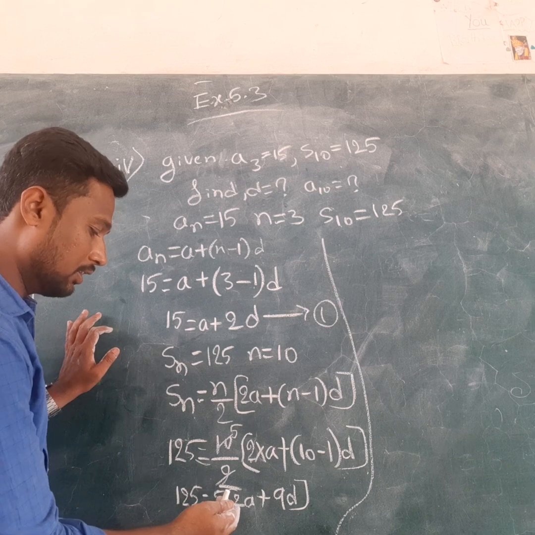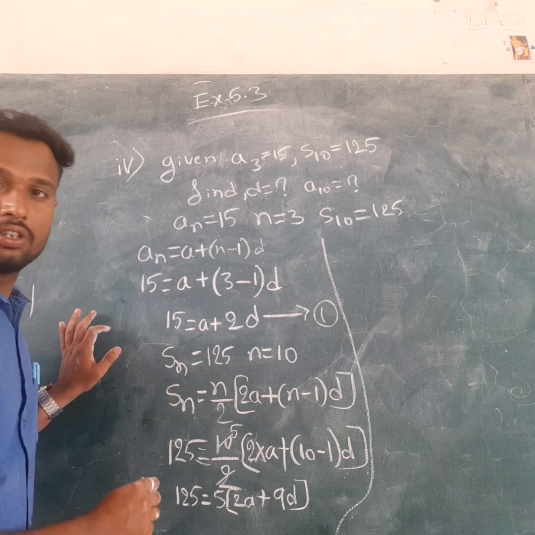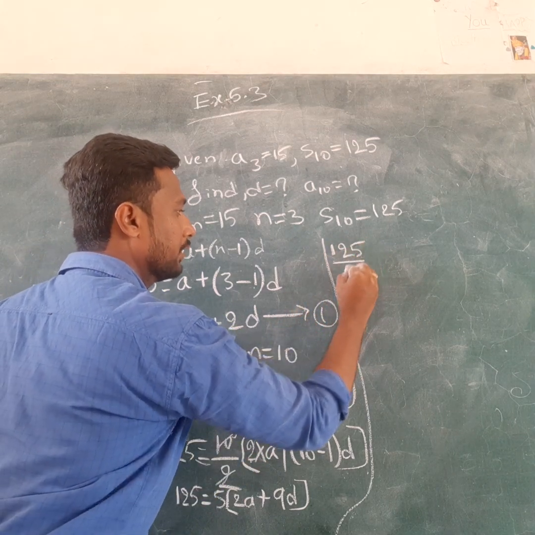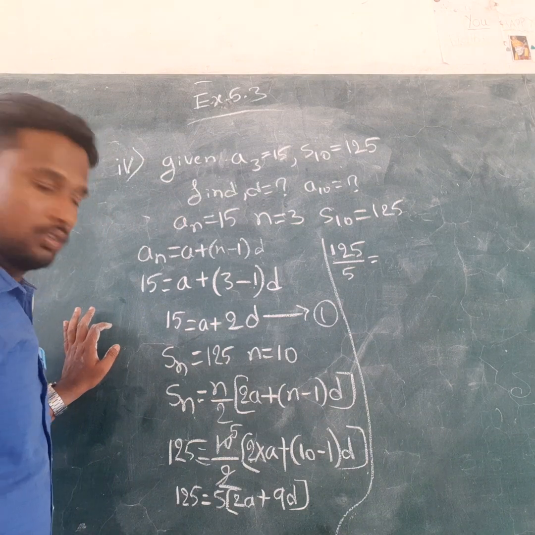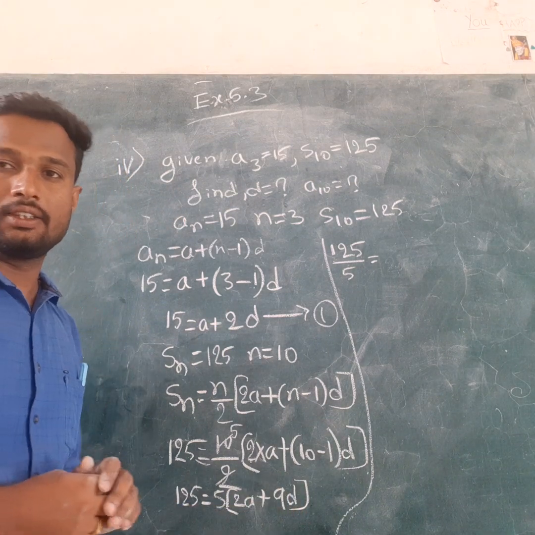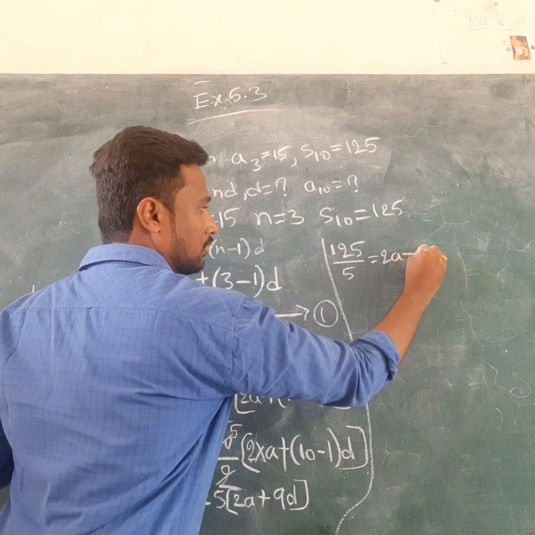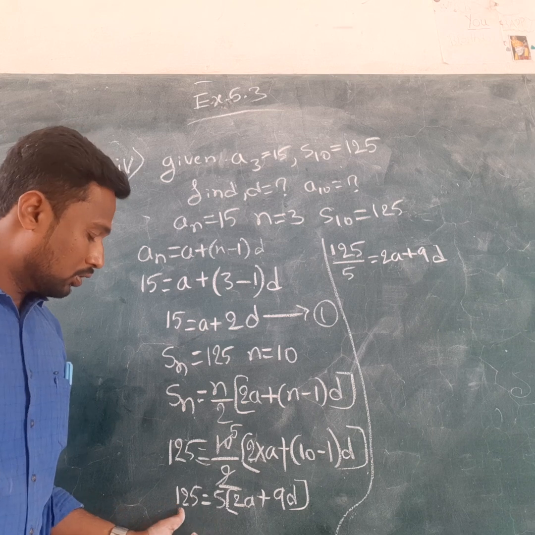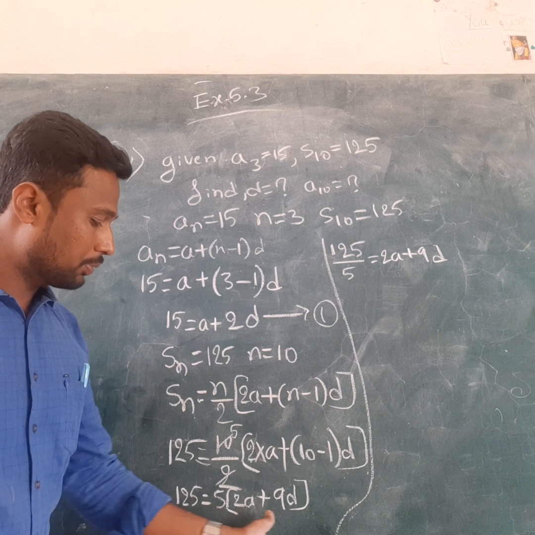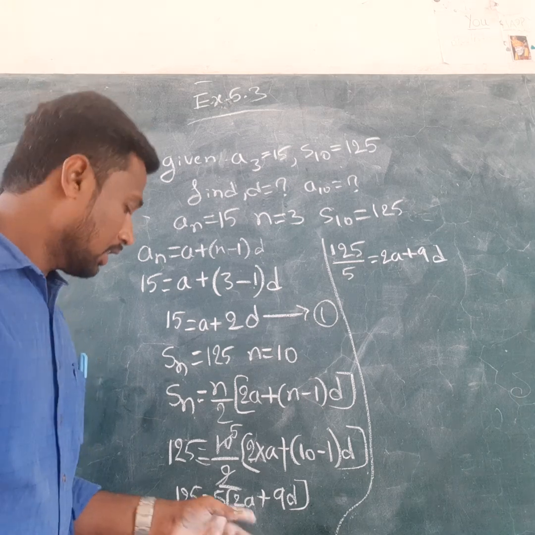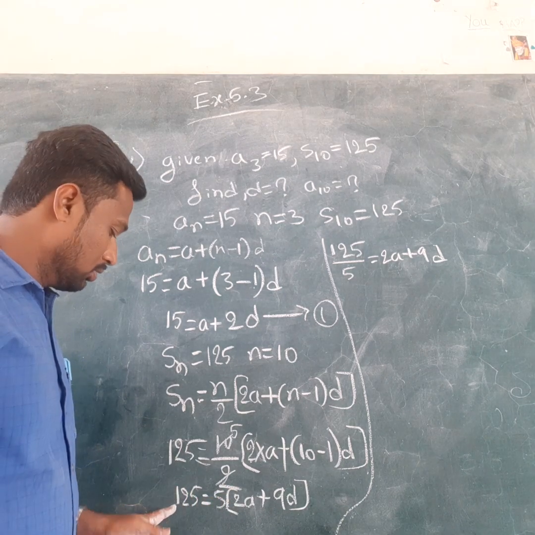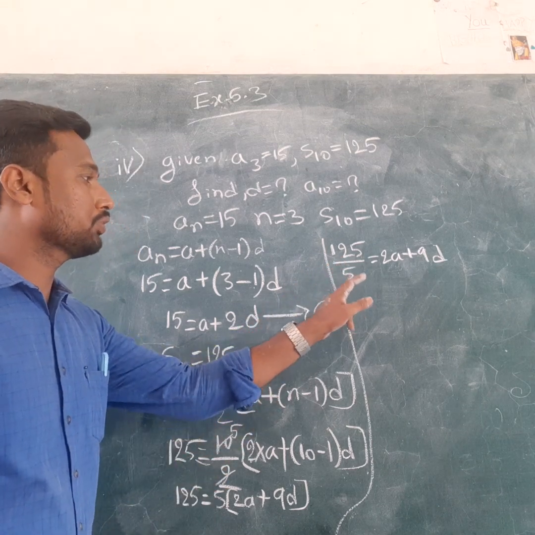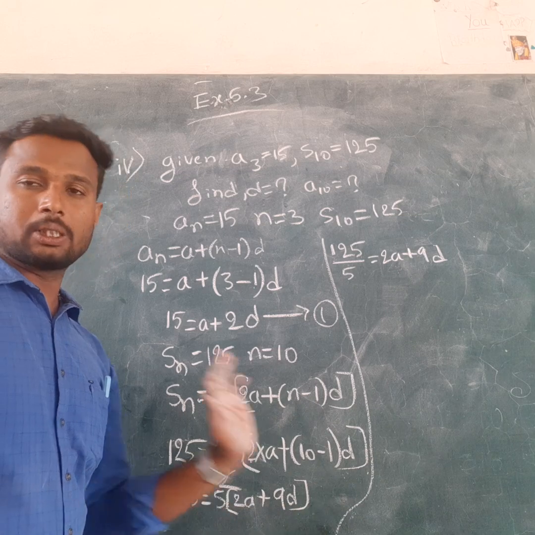Now I will send this 5 to the left hand side, so it will become divided by. So 125 divided by 5 is equal to 2a plus 9d. What did I do in this step? 125 is equal to 5 into (2a plus 9d). I will send this 5 to the left hand side, so it becomes 125 divided by 5 is equal to 2a plus 9d.